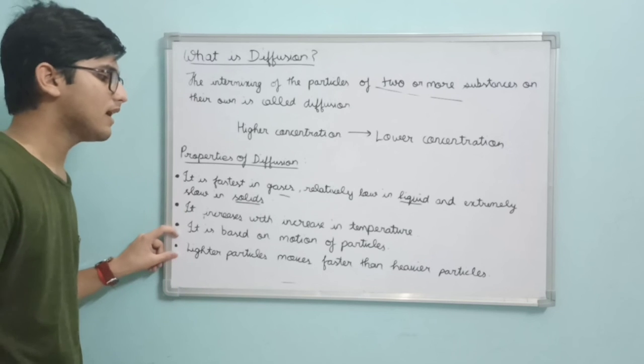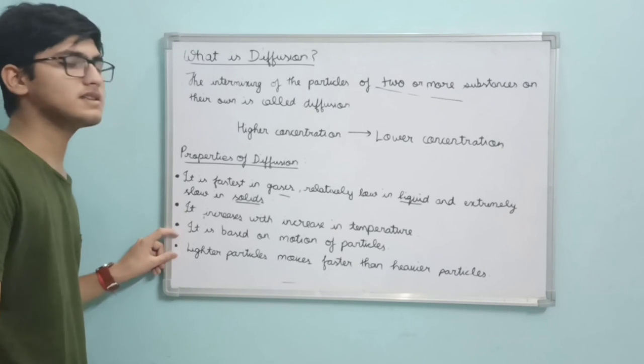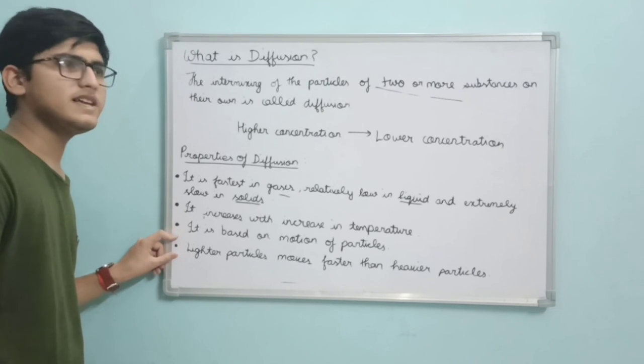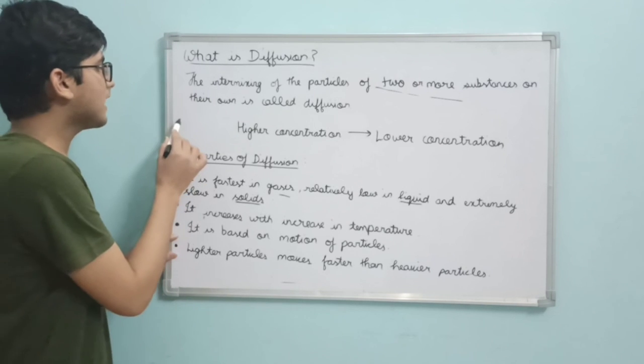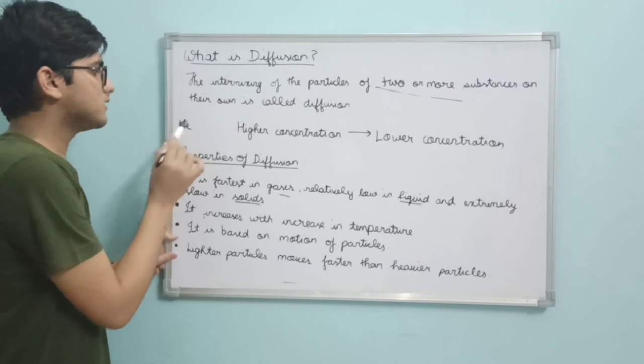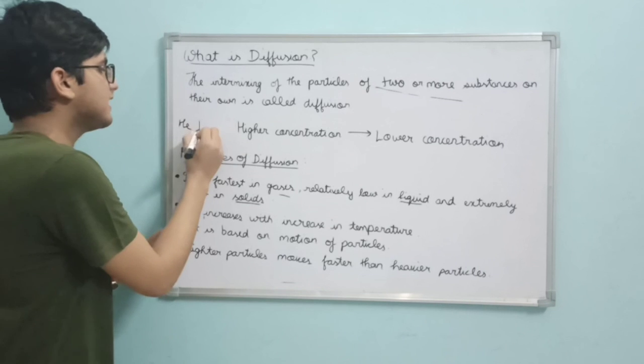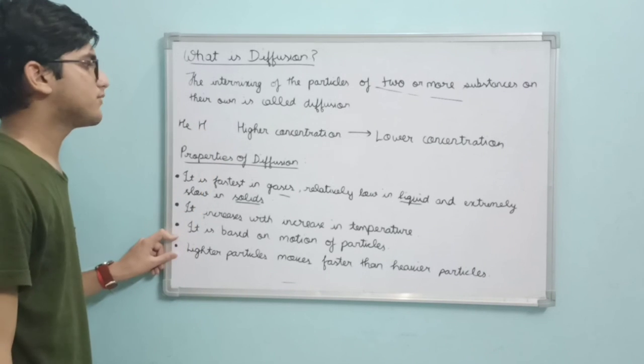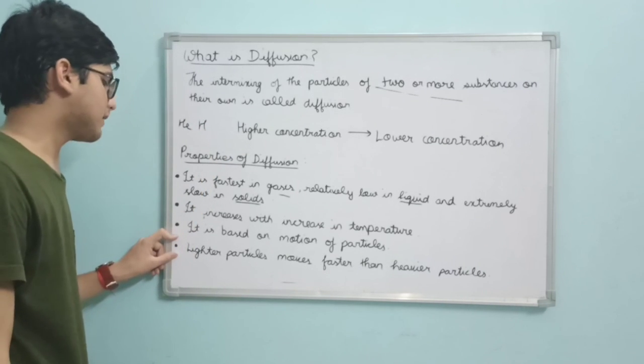Property number 4: lighter particles move faster than heavier particles. If we take the example of helium gas and hydrogen gas, in this we can see that helium is easily diffused while hydrogen takes a little more time for diffusion.